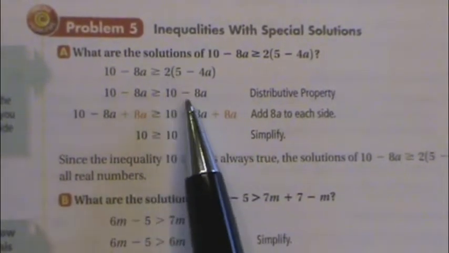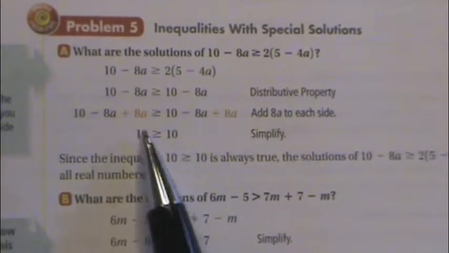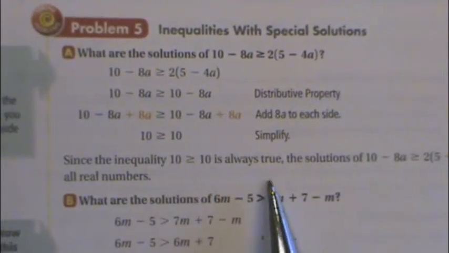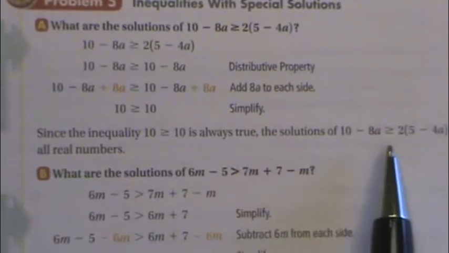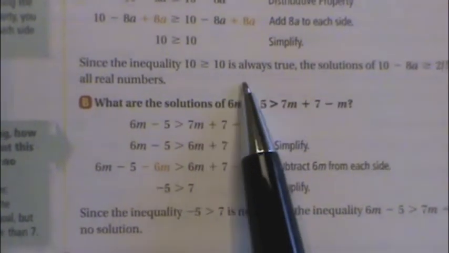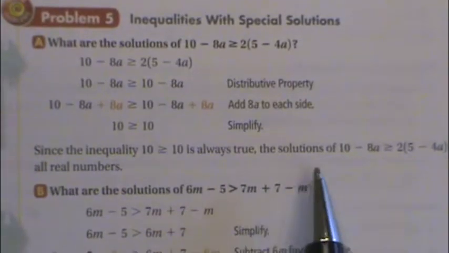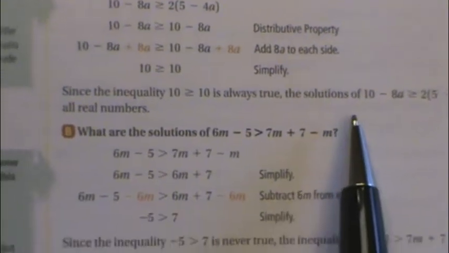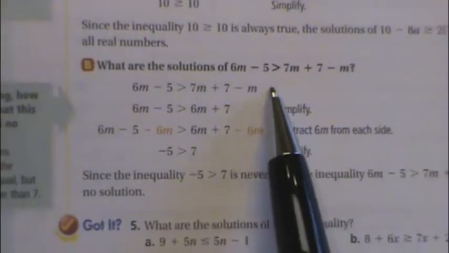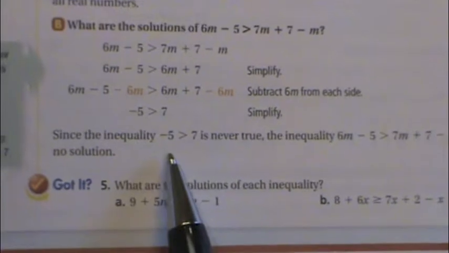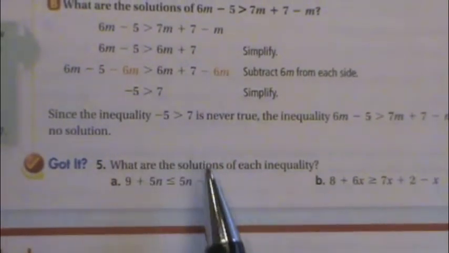So anyway, they give you an example here. Letter A, 10 greater than or equal to 10 is always true, so the solution to this is any number. Maybe it's not an identity because the solution is any number. I don't know. I'm going to look into that, I think. And then what are the solutions of this equation? Well, this equation is never true, so it has no solution.